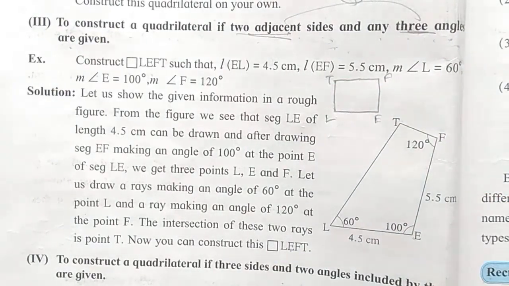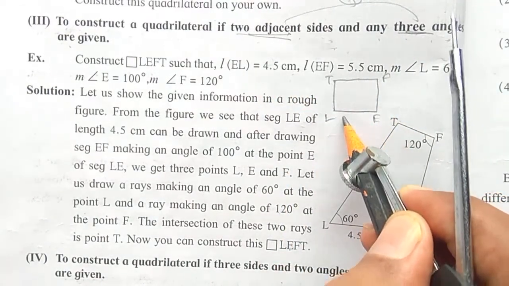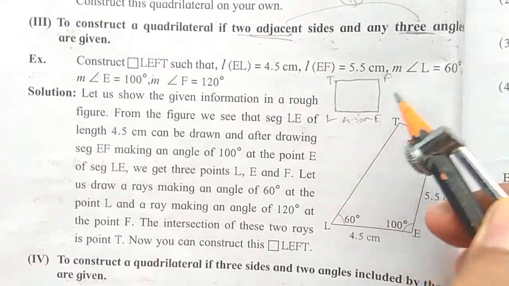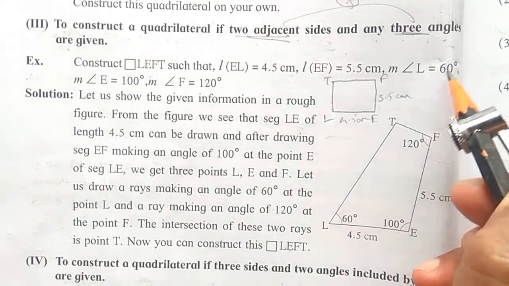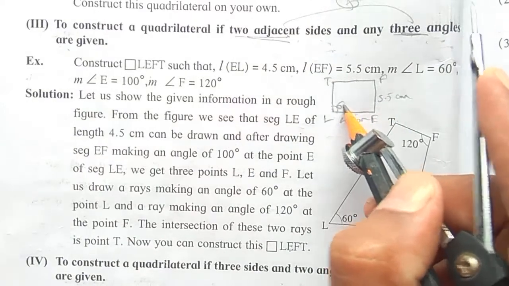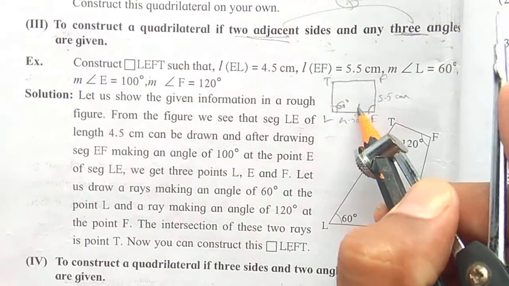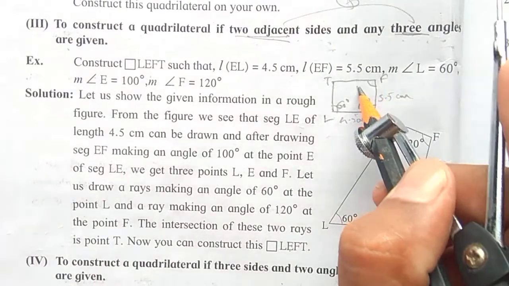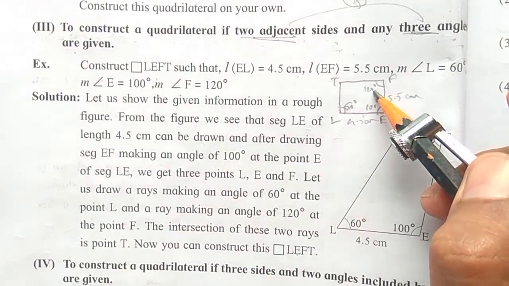Let us draw the rough diagram such that EL is equal to 4.5 centimeter. Then the length of the side EF is 5.5 centimeter. Then the measure of angle L is 60 degrees. The measure of angle E is 100 degrees. And then the measure of angle F is 120 degrees. So this is our rough diagram.